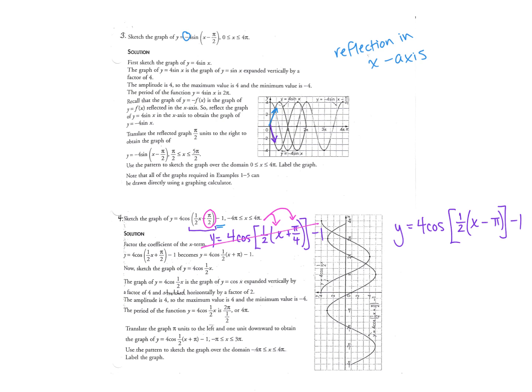And lastly, what you might have noticed, the difference between example 3 and example 4 is that in example 3, we're being asked to sketch from 0 to 4 pi, whereas in example 4, the domain has changed and they're now asking you to graph within negative 4 pi to 4 pi. So just some extra minor details to be aware of.